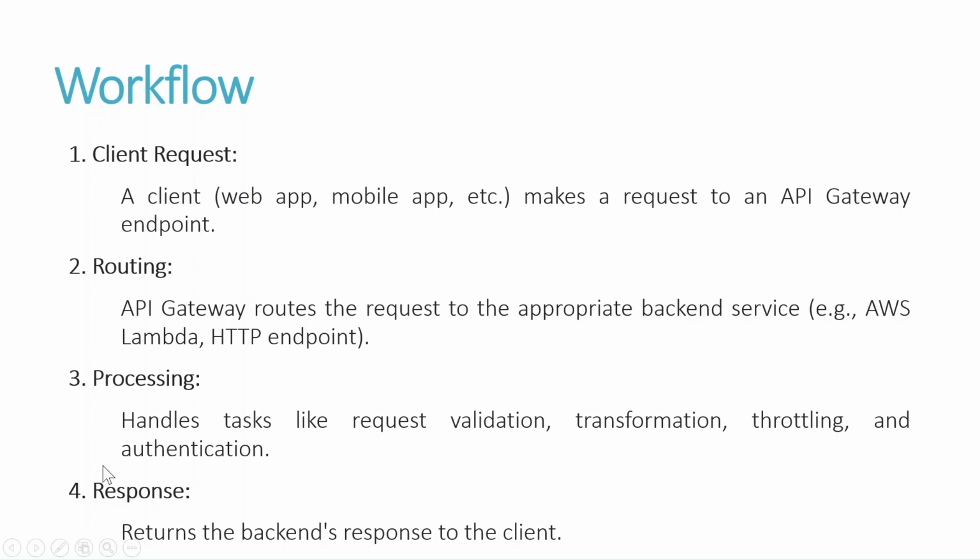And the fourth stage is response. Return the backend's response to the client. So once the backend finishes processing the request, it sends the response back to the API Gateway. So API Gateway then forwards the response to the client. So for example, the backend sends a list of products and the API Gateway delivers it to the shopping application.